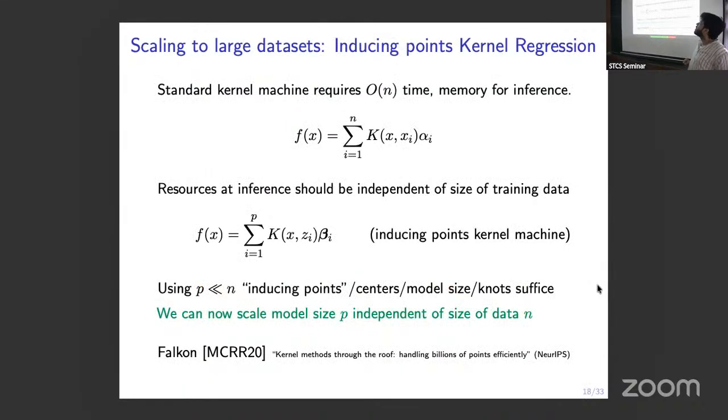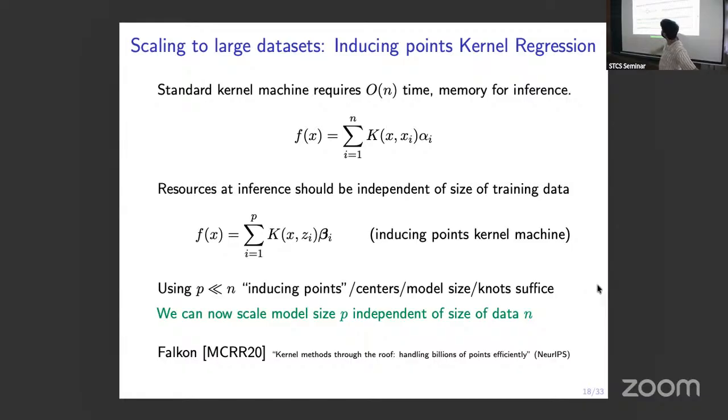Not quite. The issue is that the resources you require at the time of inference in a kernel machine depend on how big your training data was. This kind of doesn't make sense, right? If I train on internet scale data, it shouldn't require that many resources to do inference. So we should use something which is a truncation of sorts.